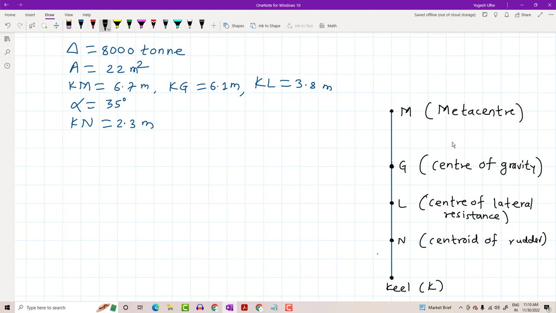What is the meaning of M? M stands for what? Metacenter. Now for the calculation purpose we need a few things. So with the help of this drawing we are going to find those things. So first of all, what do we need? We need NL.